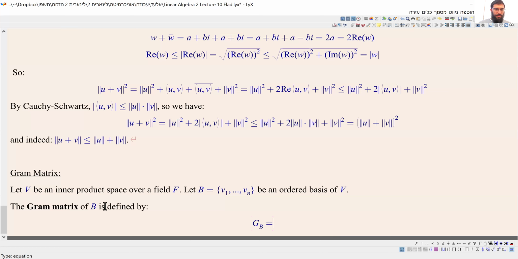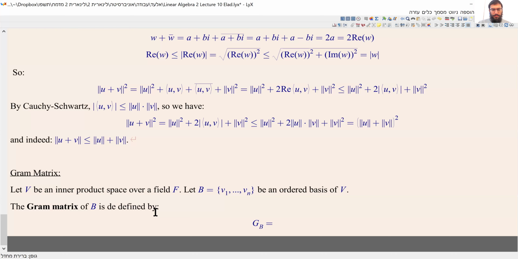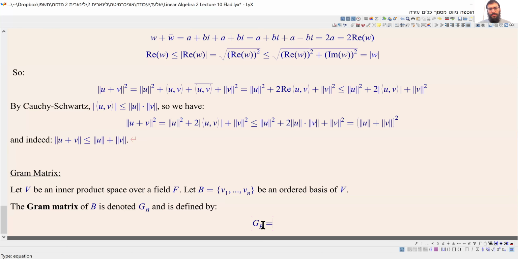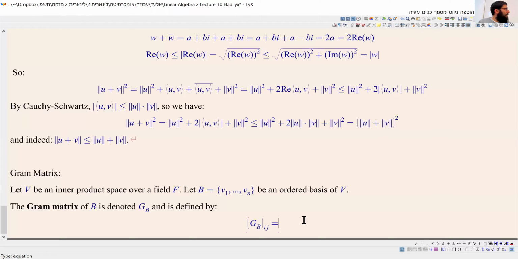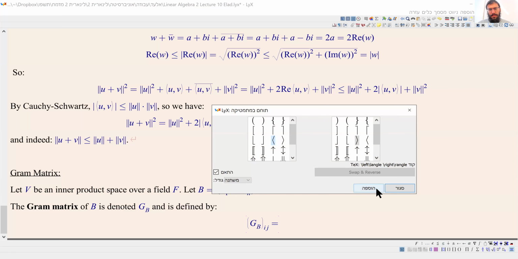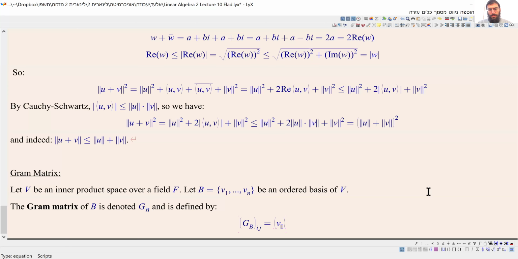The matrix G is denoted GB and is defined by, what is the ij element of GB? The ij element of GB is the inner product of vi and vj, the vectors from the basis.